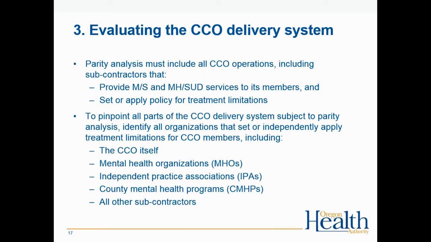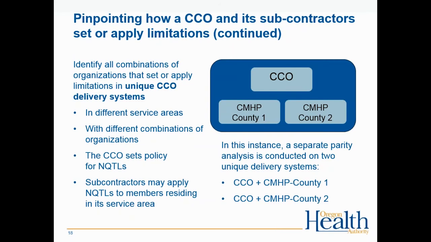It's how the limitations are created, and also how they are applied in practice. In terms of looking at the CCO delivery system, we want to pinpoint the parts of the delivery system that are subject to Parity analysis, including, and this is key, all organizations within the CCO group that set and apply treatment limitations. So that includes the CCO itself. It may include mental health organizations, independent practice associations, county mental health programs, and other subcontractors that are involved in service provision. So here is an example and a way to think about this.